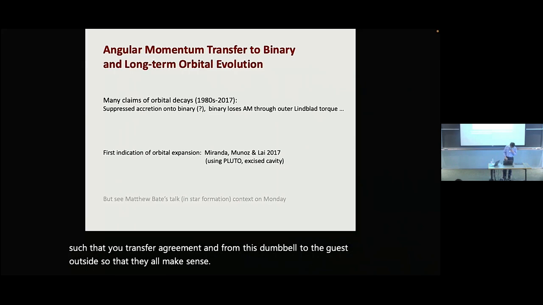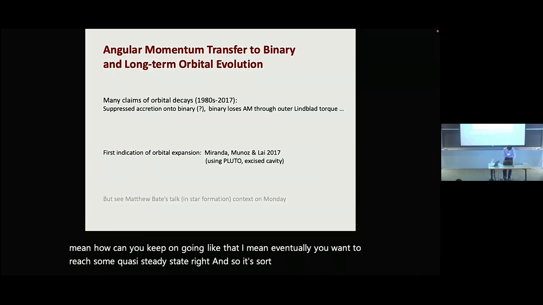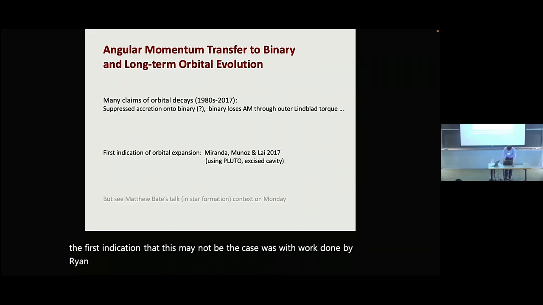But we were quite suspicious about this simple reasoning, right? Basically, you have a gas supply from outside and you suppress the accretion. I mean, how can you keep on going like that? Eventually you want to reach some quasi-steady state, right? It's sort of a trivial point. And so the first indication that this may not be the case was the work done by Ryan Miranda in his PhD thesis work, published in 2017.